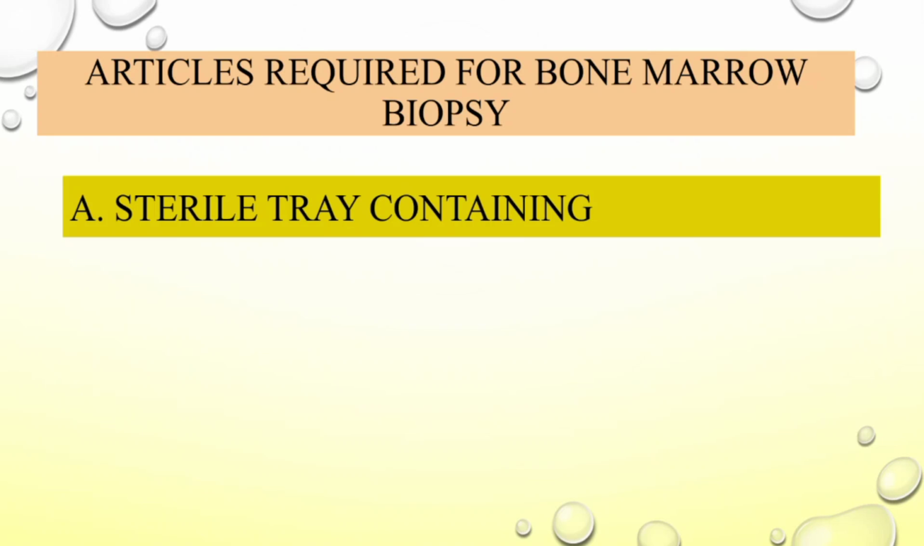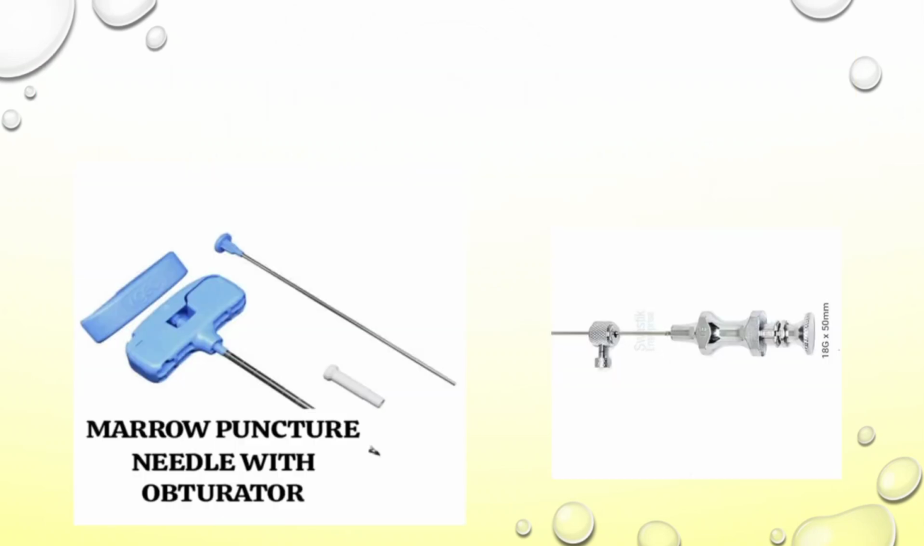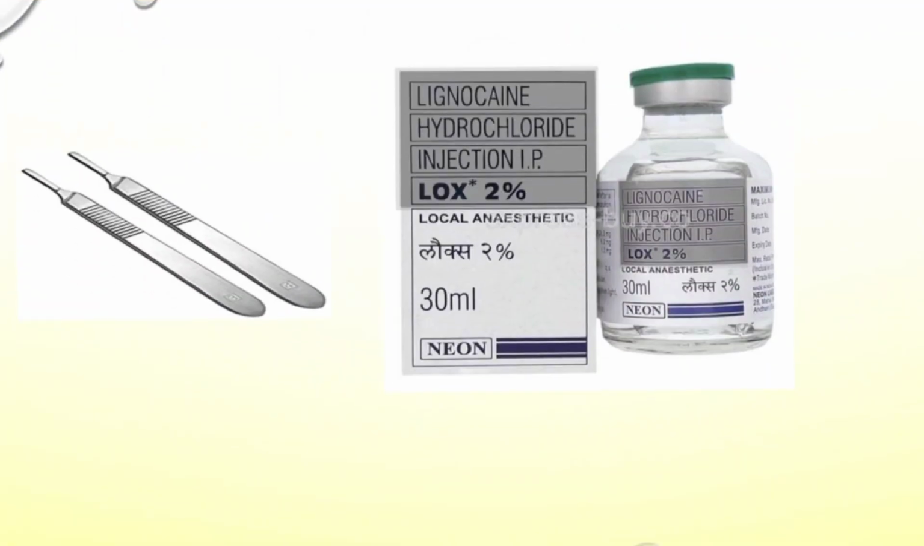Now let us discuss the articles required for bone marrow biopsy. So a sterile tray should contain the bone puncture needle with obturator. Basically for bone marrow biopsy we use the Jamshidi needle, and for aspiration we use the Klima needle. Other articles, like a BP handle with blade, so that we can make a small incision if necessary. Then we need lignocaine 2%, a local anesthetic, so that we can numb the biopsy site and minimize the pain in the person.